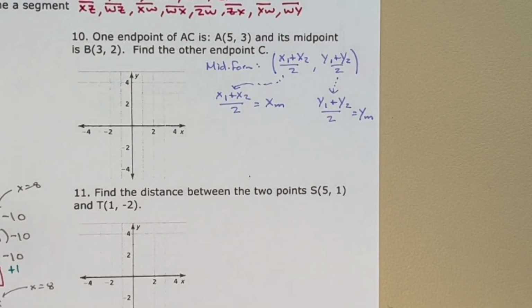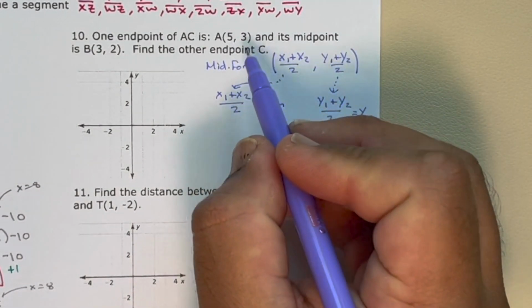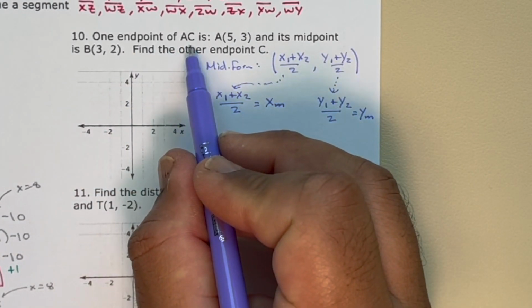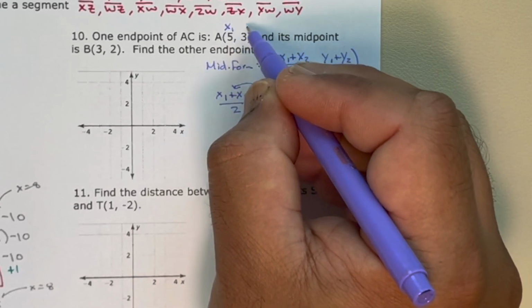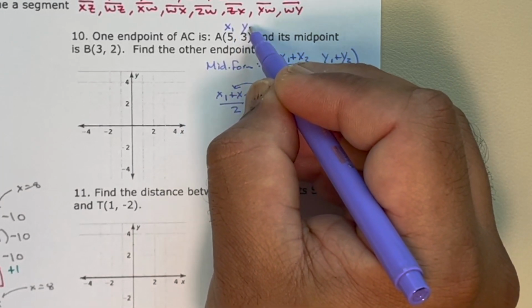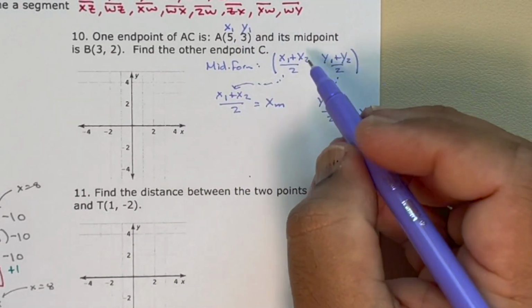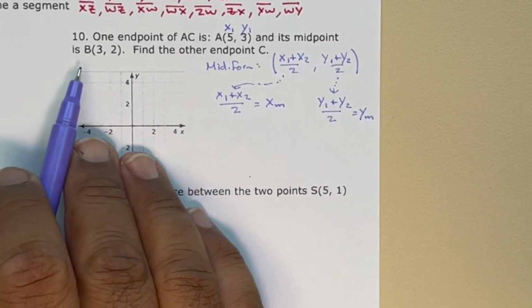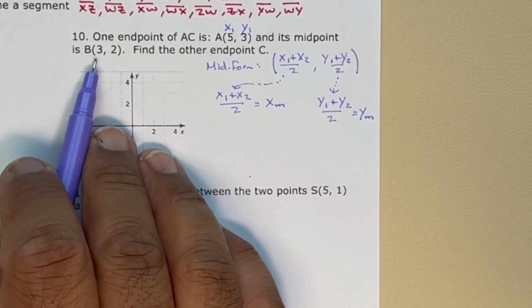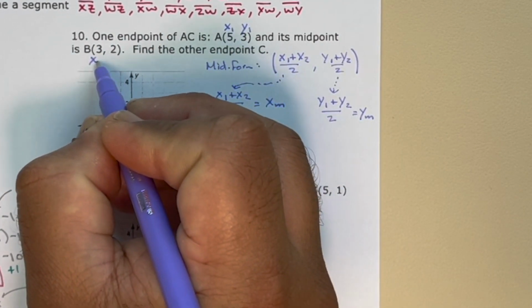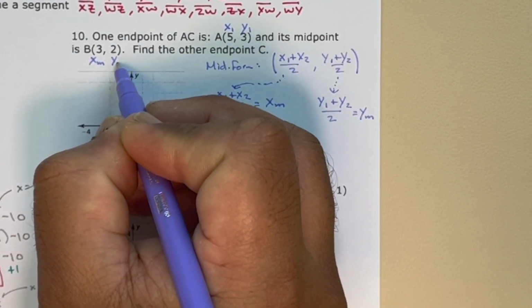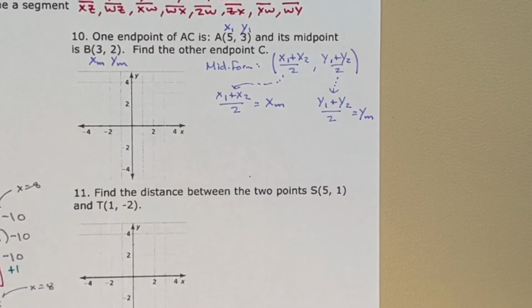So I'll use purple still. One endpoint of AC is 5, 3. So that's one of my points. So I'm going to call that x1, y1. And its midpoint is 3, 2. So that's my midpoint x value, and that's my y value of the midpoint.